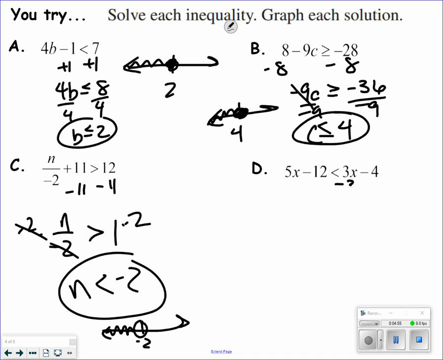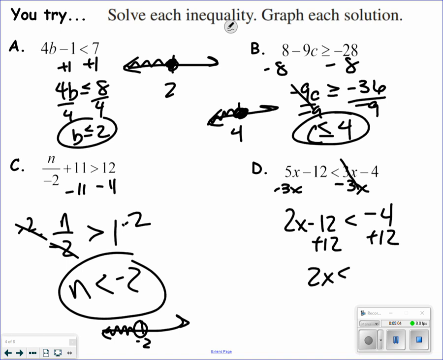I have an x on both sides, so I'm going to subtract 3x to get the x's on the same side. Add 12. Again, addition does not change the inequality symbol at all. Dividing by a positive 2 does not change the inequality symbol at all. So now, positive 4, open circle, shaded left.